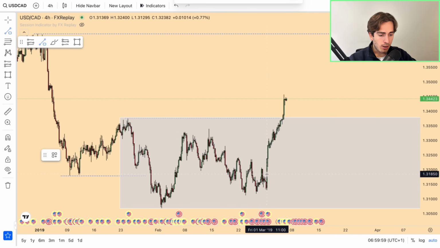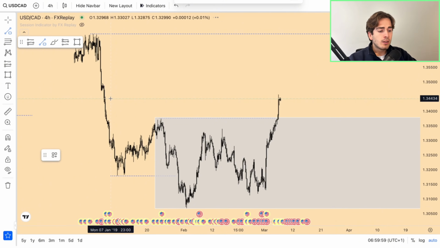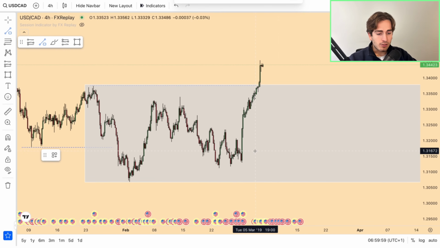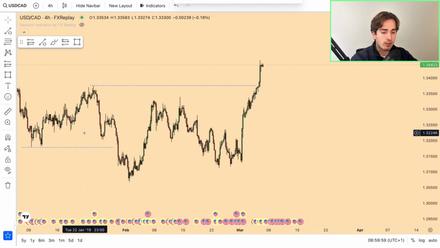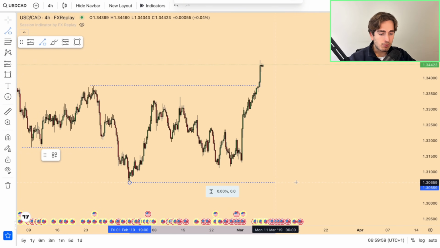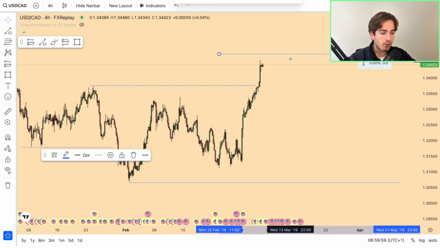Indeed, the break of structure up. So it's clear to me. Let me just delete this zone real quick. This now is my swing low, and somewhere over here I expect there again to be a swing high.